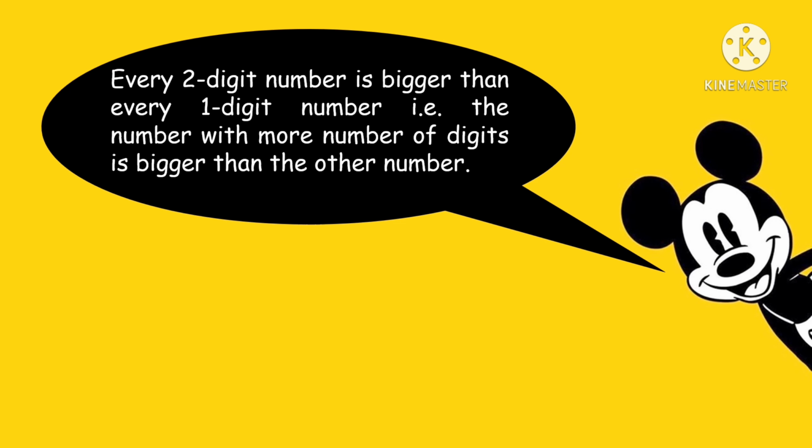Every 2-digit number is bigger than every 1-digit number. That is, the number with more number of digits is bigger than the other number. So let us take an example. Let us take two numbers, 25 and 9. If we see, 9 has only one digit, whereas 25 has two digits. So we can say 9 is smaller than 25.